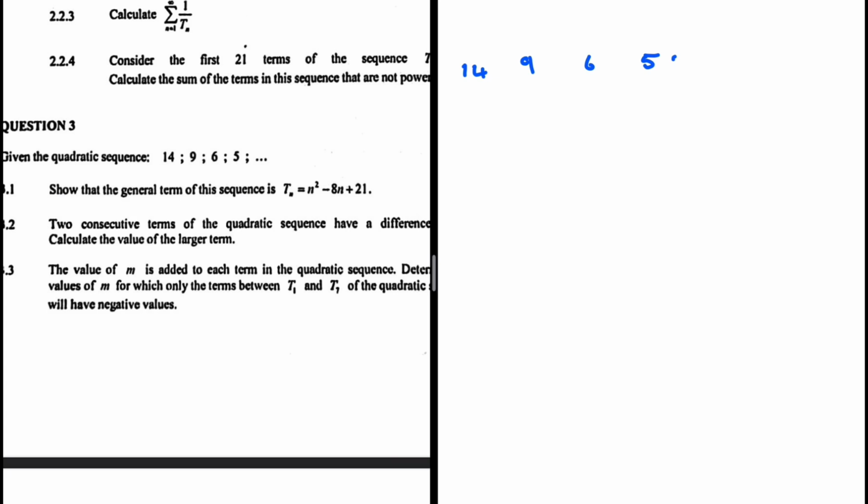Sticking to the basics, we find the difference between the first two terms, which is 9 minus 14, that is minus 5. And then 6 minus 9, minus 3. 5 minus 6, minus 1. And the difference here is 2. Here as well, the difference is 2. So 2a is equal to the second common difference, which is 2 in this case. So a is equal to 1.